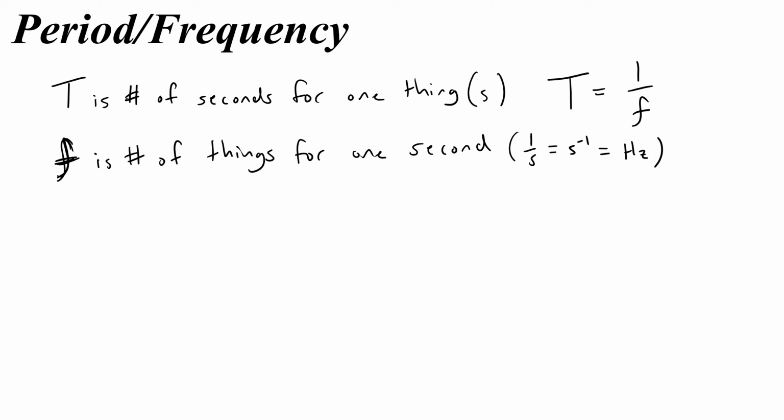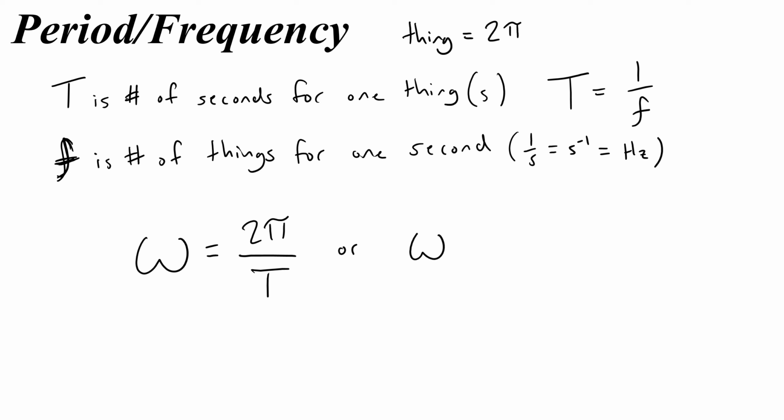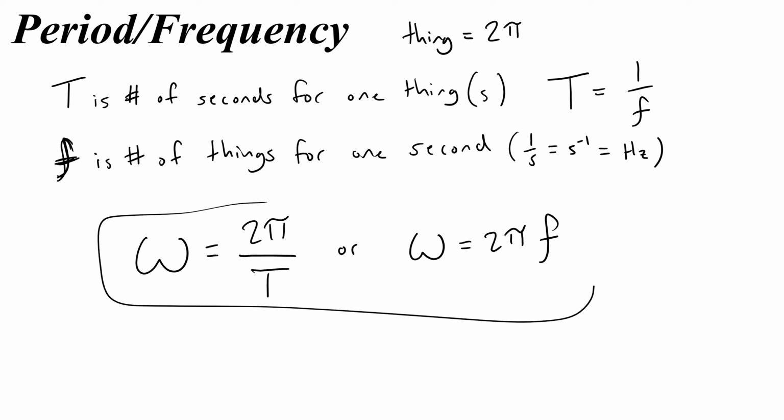So in uniform circular motion, we have a specific thing. That thing is a circle. So thing equals a circle. And a circle has 2 pi radians. So when we want to talk about the angular velocity of an object, we talk about the circle, or 2 pi radians, over the amount of time it takes to make that one circle, capital T, the period. Or, if we prefer, we can think about the angular velocity as a circle, 2 pi, times the frequency, that is, how many circles happen per second. Either of these equations is useful for finding the angular velocity from period or frequency in a uniform circular motion problem.